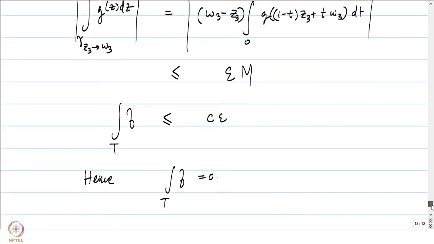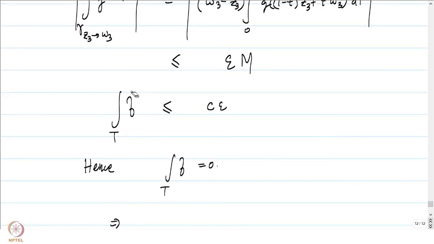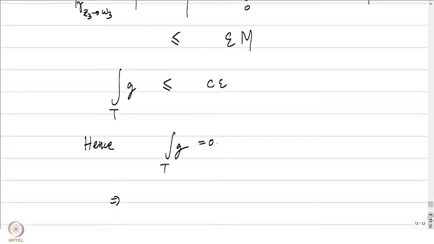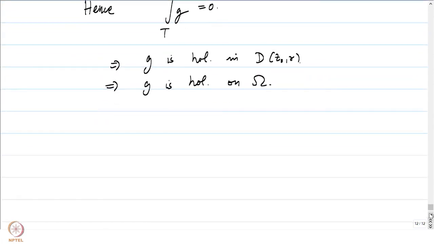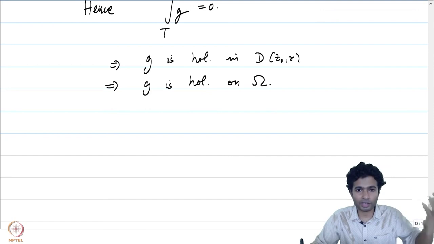Yes, and this tells us that G, by Morera's theorem, is holomorphic in D(z0, R). But our choice of z0 on the set I was arbitrary, which tells us that G is hence holomorphic on omega. Therefore, we have a holomorphic extension of F to the entire set omega. This result is classically known as the Cauchy reflection principle, which has really far-reaching implications in number theory and many other fields.